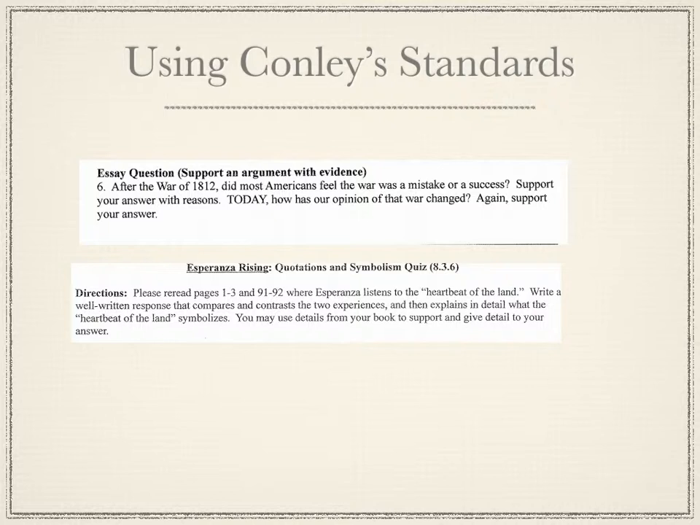Another one. Please reread pages 1 through 3 and 91 and 92 where Esperanza listens to the heartbeat of the land. Write a well-written response that compares and contrasts the two experiences, then explains in detail what the heartbeat of the land symbolizes. You may use details from your book to support and give detail to your answer.